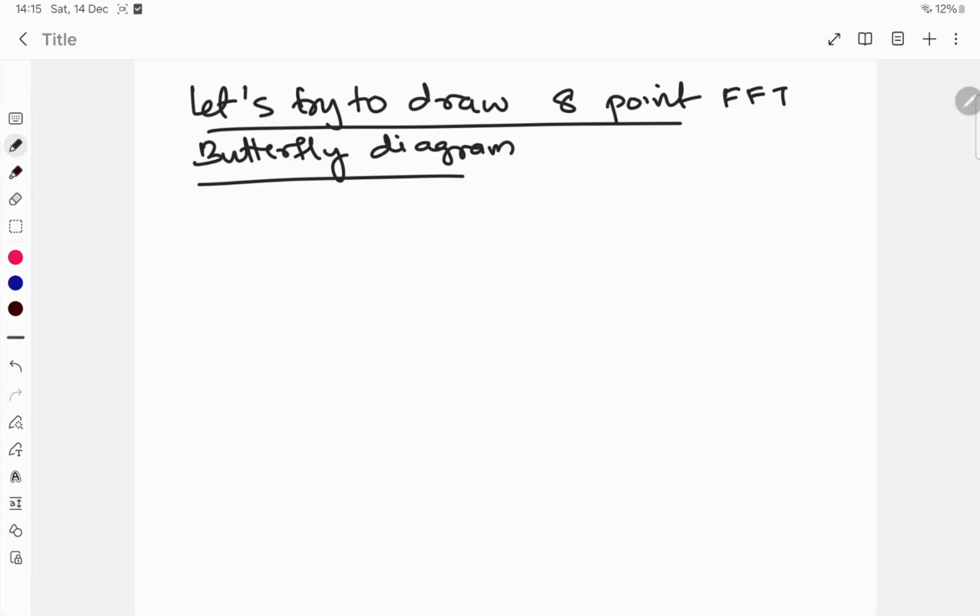Welcome to this short video on FFT, fast Fourier transform, the implementation of fast Fourier transform using a butterfly algorithm. So let's try to draw an 8-point FFT butterfly diagram in short steps.